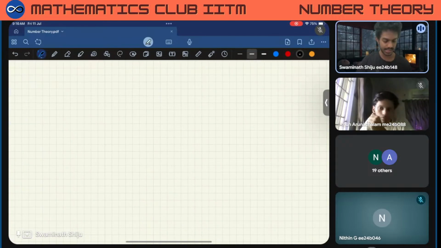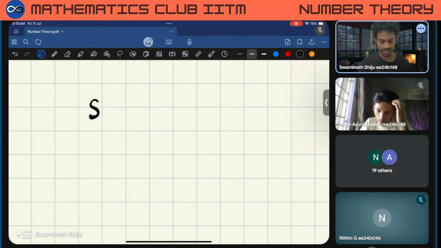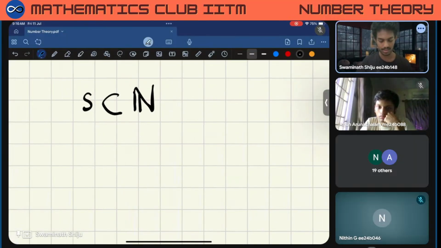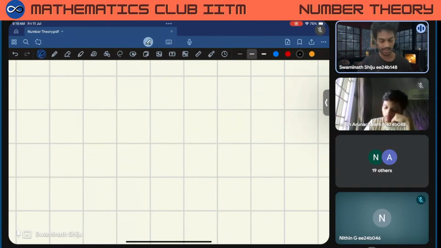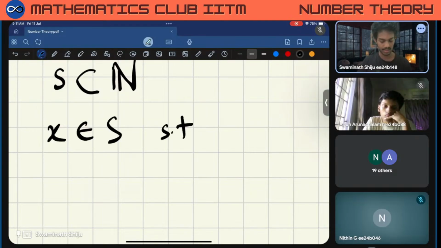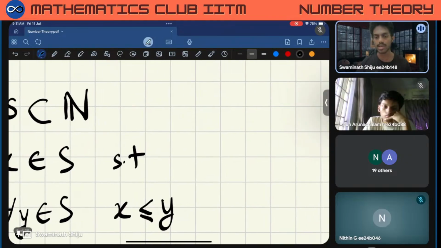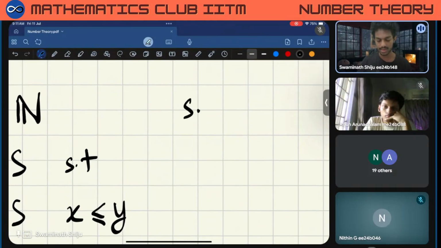It simply states that given any non-empty set S that is a subset of the natural numbers, you can always find some element x in S such that for every other element in S, x will be less than or equal to that other element. Now let's look at some concrete examples. Say the set of all primes.